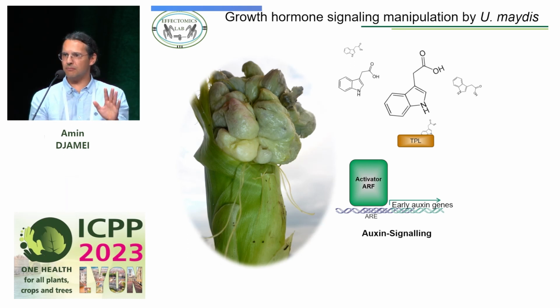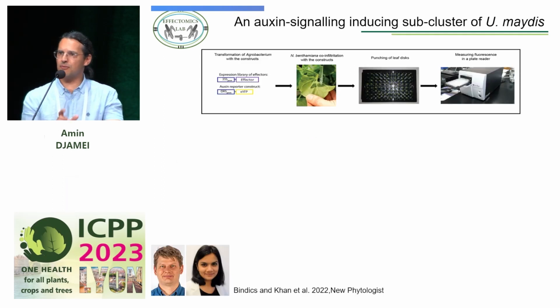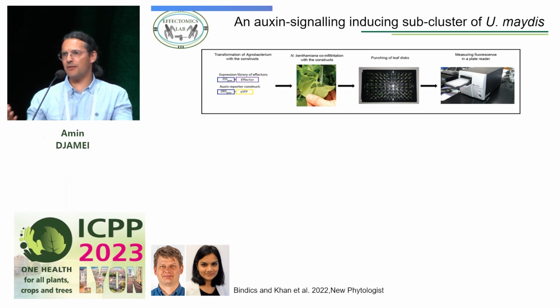Having this in mind, we took a reporter. We took DR5, a reporter for auxin signaling. We co-expressed it with effectors, and this screen was done by a former postdoc of mine, Janos Bindics, and later followed up by Mamoona Khan. Looking at the reporter expression upon co-expression of an effector, this screen revealed a number of effectors inducing auxin signaling in the plant when we expressed single effectors in Nicotiana benthamiana.